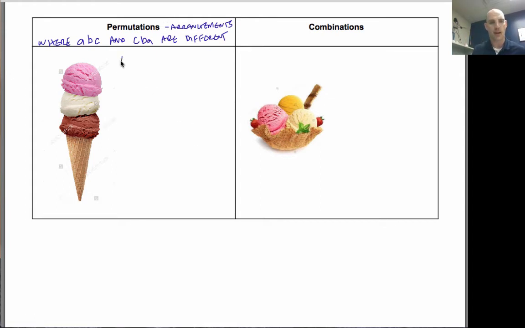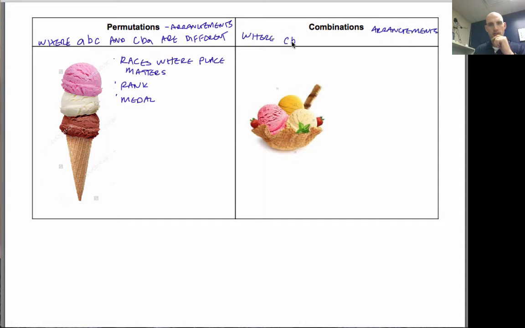Some examples of this would be like races, where place matters. Rank. Medals, right? So like in the Olympics, gold, silver, bronze, okay? Combinations are arrangements where CBA and ABC are the same.